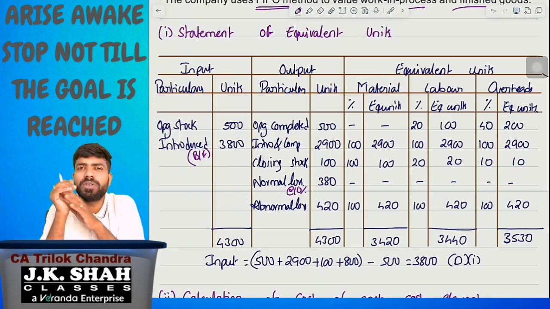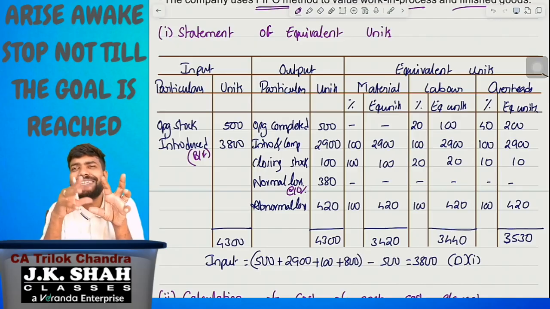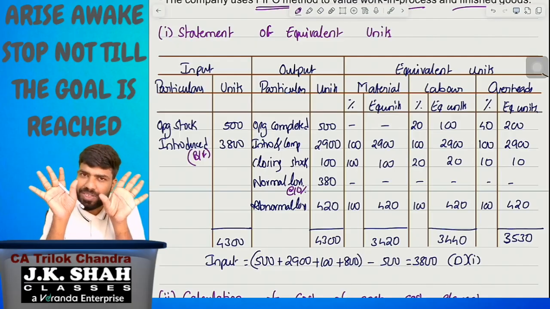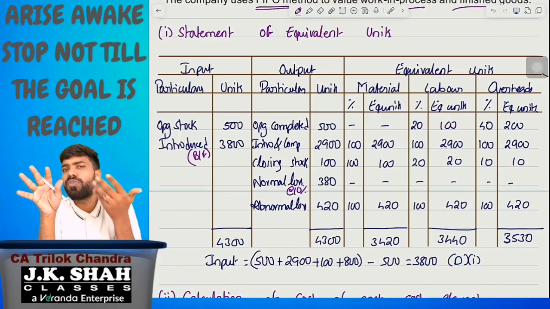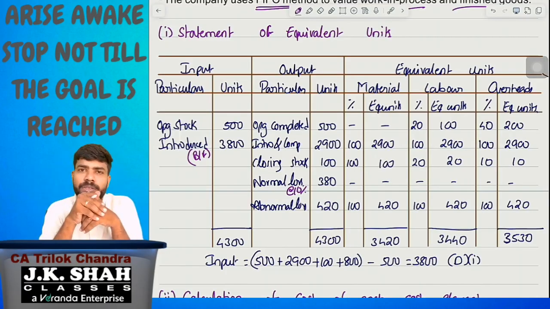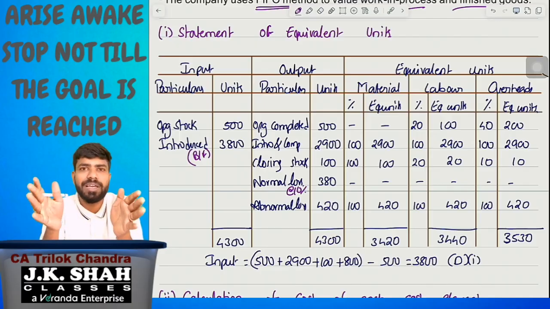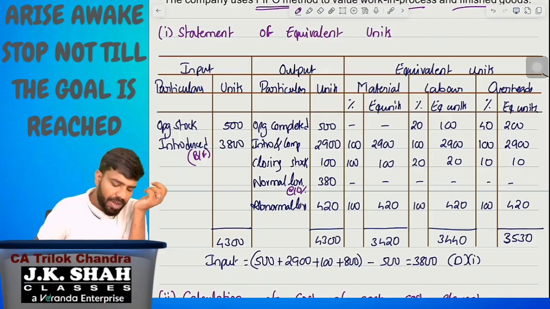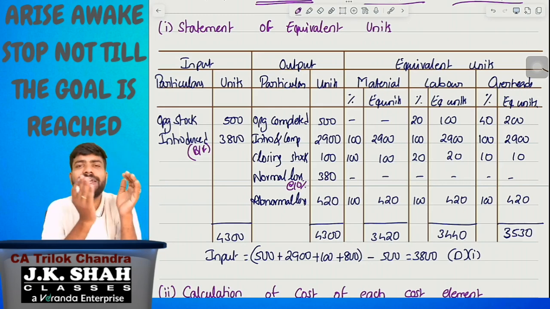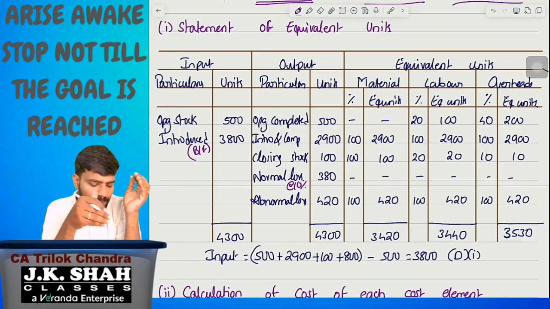Whenever it comes to these case study scenario questions, you better read the question once and start doing the entire solution. They'll be asking you somewhere in the solution. First, in this question we have the opening stock and closing stock, so first we need to calculate the equivalent units. I'm doing the same. If you look at the format, input, output, equivalent units. Just now I discussed the input: opening stock 500, introduced 3,800.